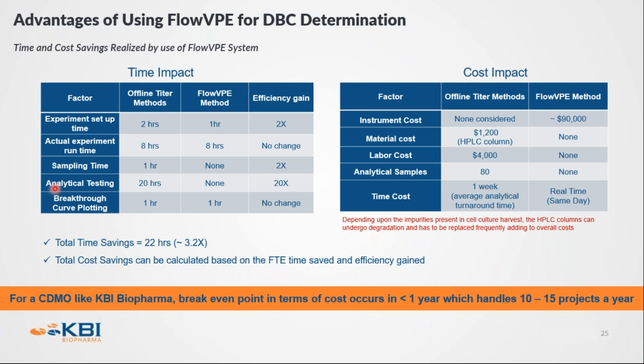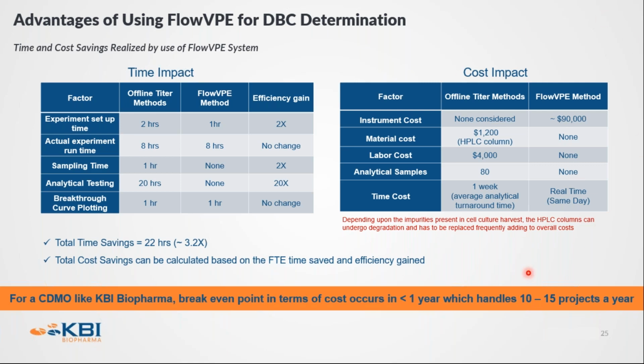The most important factor here is the analytical testing time. That is the highest contributing factor to the time increase. 20 hours is roughly the time which is used to run the samples, but in actual practice, we have seen the data turnaround takes around 1 to 3 weeks. So that is where the impact is the most. Whereas for FlowVPE, we get the data in real time and we are not waiting 2 weeks for the resin decision. So we can just move ahead and put that time into further process development and optimization.